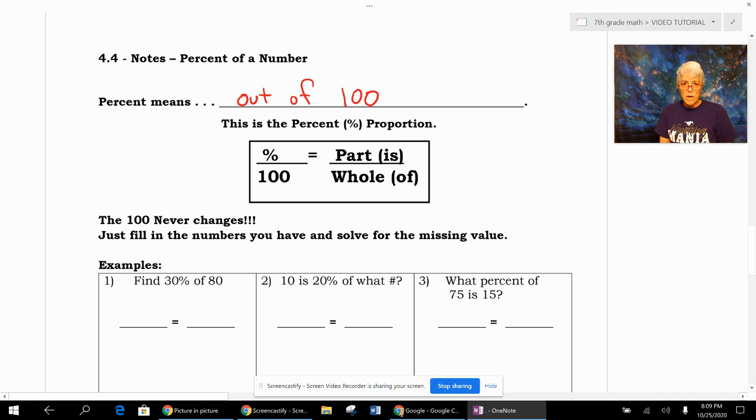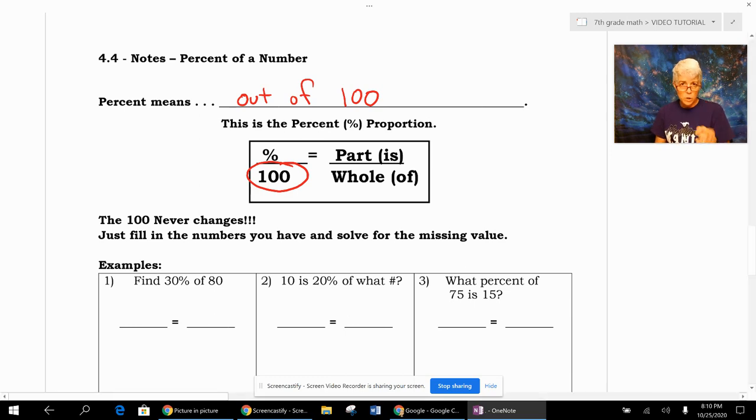So the ratio or the proportion that we're going to use is this that's in a box here that says percent over 100 equals part over whole. Now, this 100 will always be there. There's four numbers here: something over 100, something over something. And the 100 will always be there. So whenever you see these percent problems, you can always start with 100.